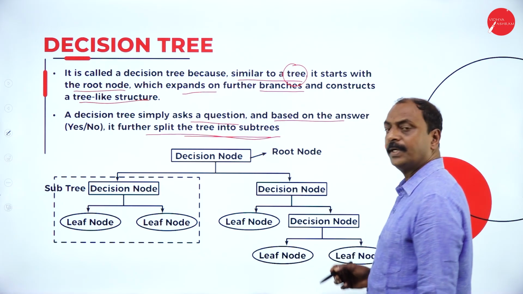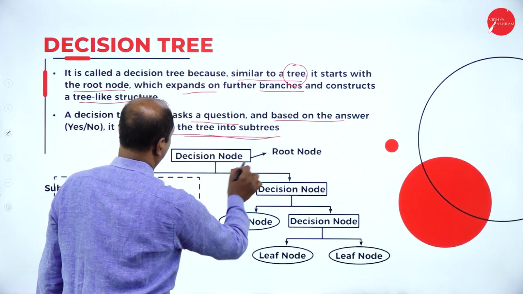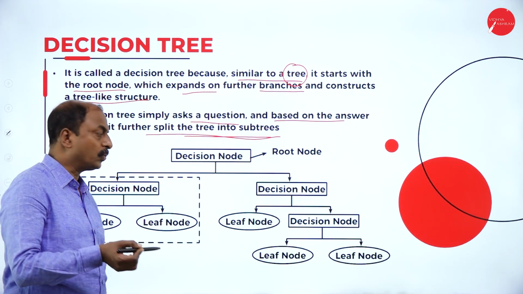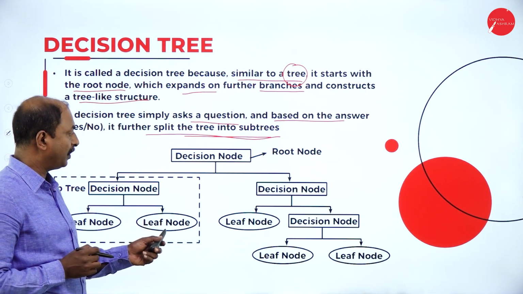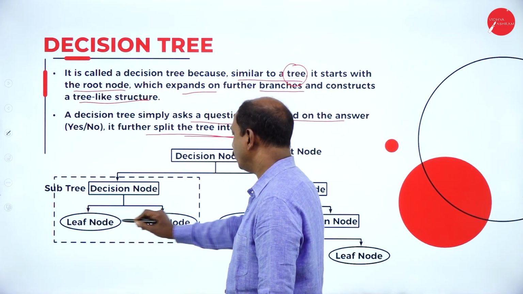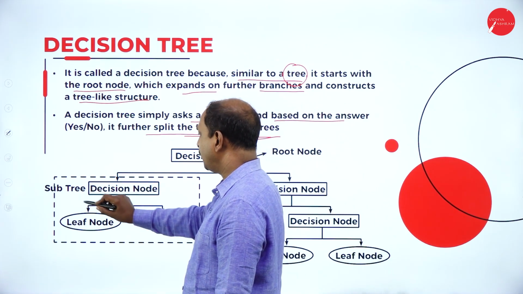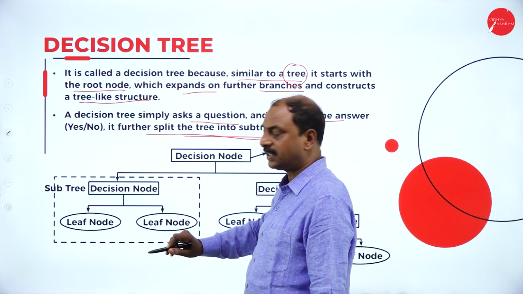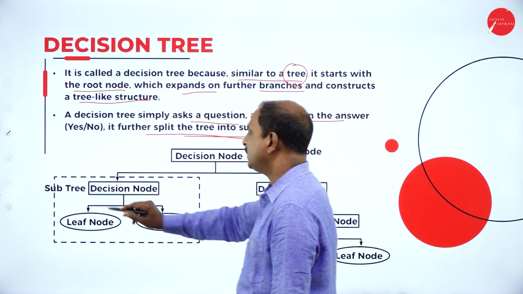Look at this schematic diagram here. In the diagram, the decision node is the root node. And here, as we said, there are two kinds of nodes: the decision node and the leaf node. The decision node is where the decision is taken based on the features of the data set, and the leaf node is the result of this decision.